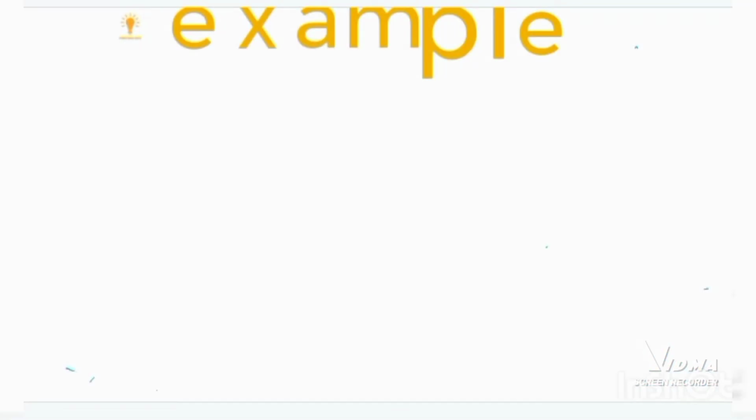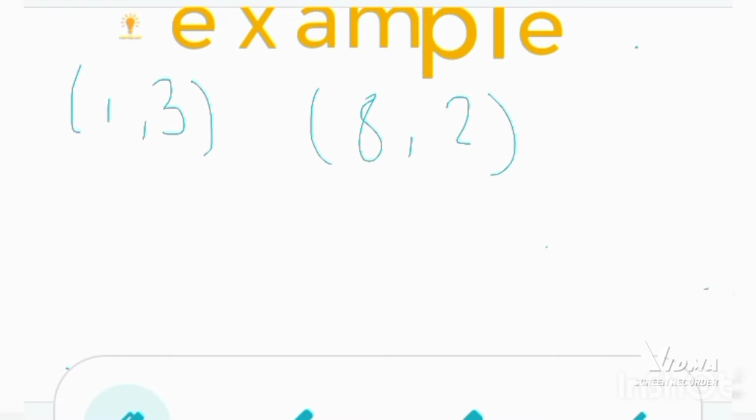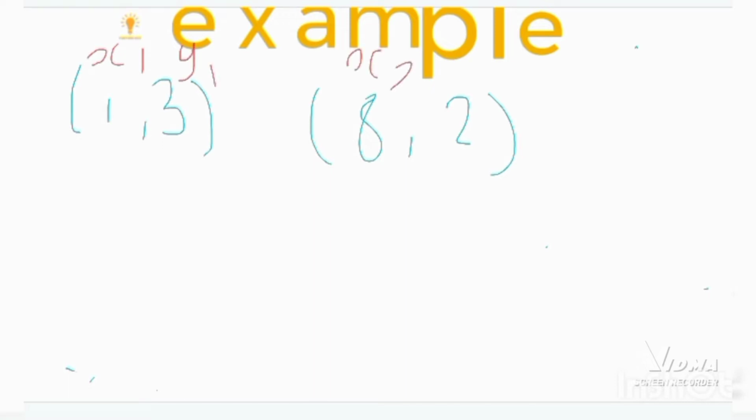So let's do an example. They'll give you your points, and from your points you'll then have to arrange your points, then substitute them into the formula. So they give us a question here. They say determine the gradient of a line passing through (1,3) and (8,2). So our points are (1,3) and (8,2). First things first, we need to arrange our points. So this will be our x1, this will be our y1, this will be our x2, and this will be our y2.